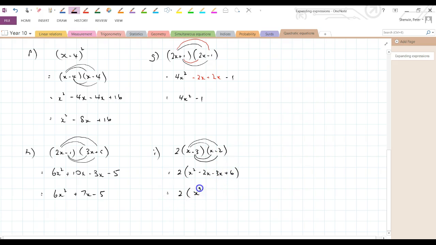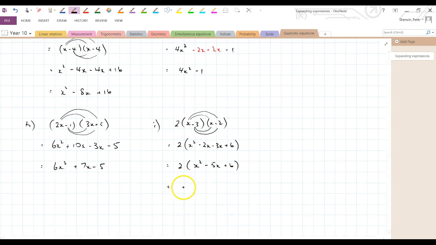Okay, I'm going to hold the 2 there. I'm going to tidy up inside the brackets first. So minus 2 minus 3 is minus 5x plus 6. And finally the 2 will just run through: 2x squared minus 10x plus 12. What happened there? I just went 2 through each of those 3 terms. So there's our result.